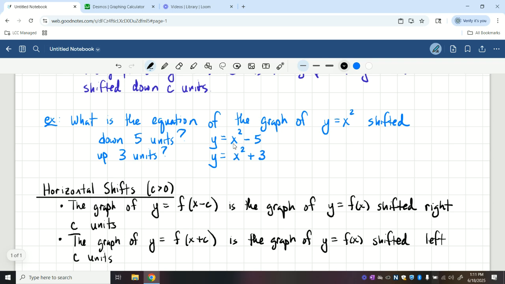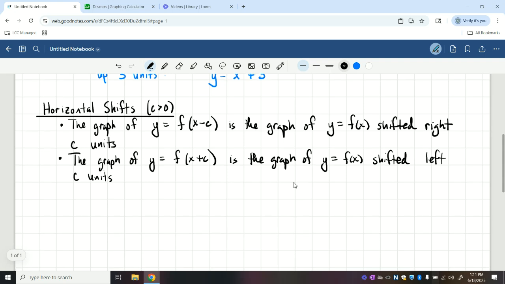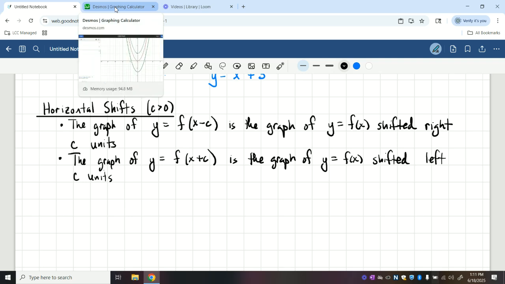But just like we did with the circles, remember that x minus h squared thing, y minus k squared thing, the vertex was actually h comma k. So it was the opposite. So let's look at Desmos real quick to see what I'm talking about.